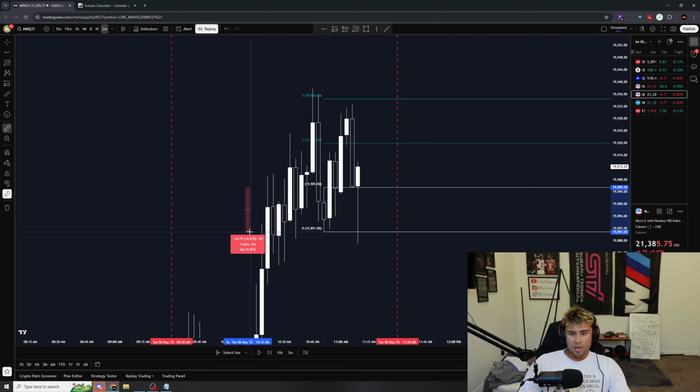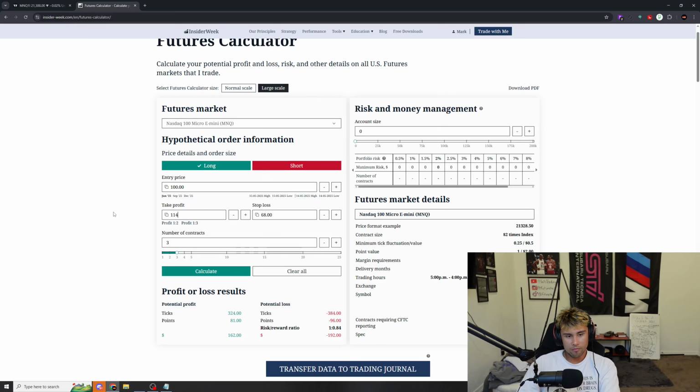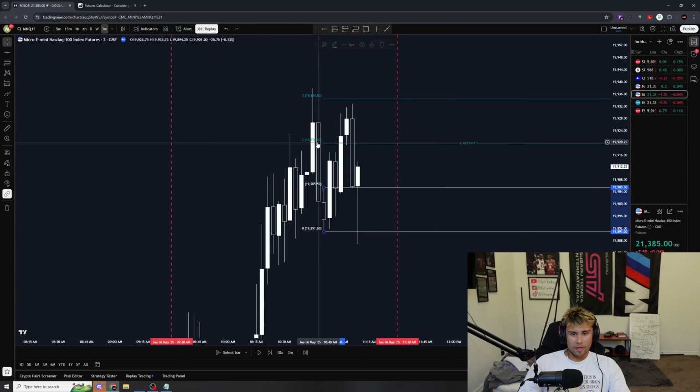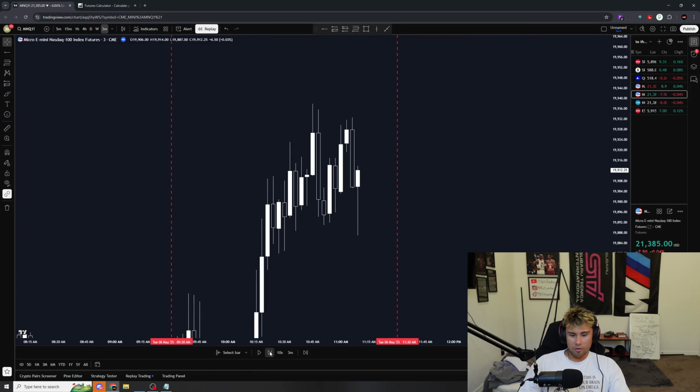That's really unfortunate. This is a 15-point stop loss. I probably would be in this with about 7 contracts. And I probably would have trimmed about 4 at this first TP. So we'll do 4 at 114. That would be a $112 dub. And then it looks like we're approaching 11:30, so we're almost done for the day, but still going to look for one more long setup.